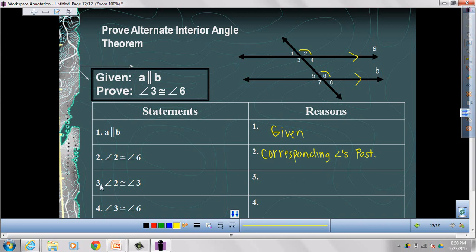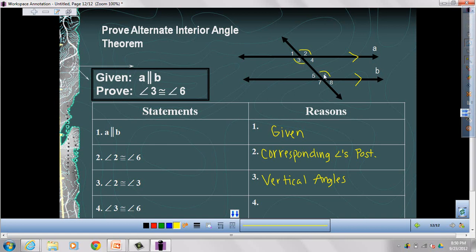Okay, number 3. Angle 2 is congruent to angle 3. Angle 2, angle 3. Why are these two congruent? Do you remember what they're called? Angle 2 and angle 3 are called vertical angles. This is why they are congruent. And now in our last step, angle 3 is congruent to angle 6. Notice we already have them marked up, so they are congruent.